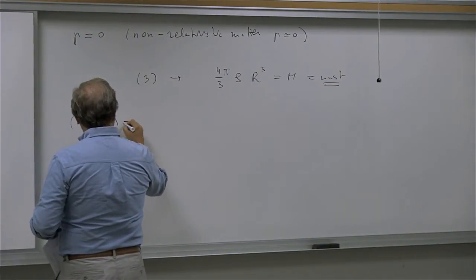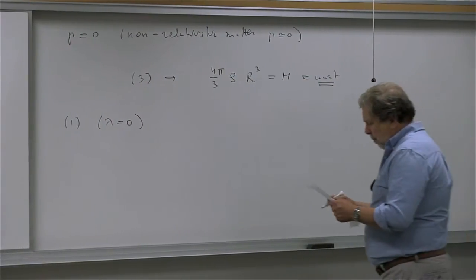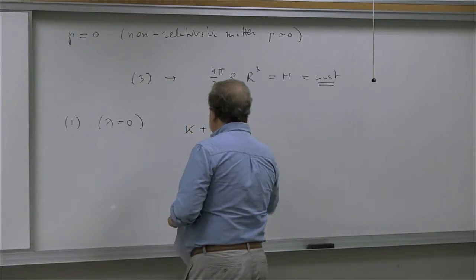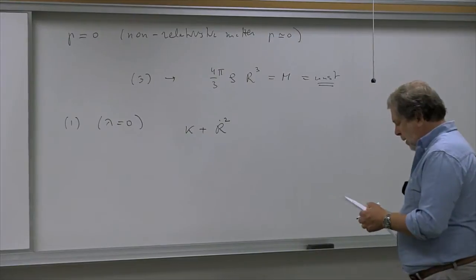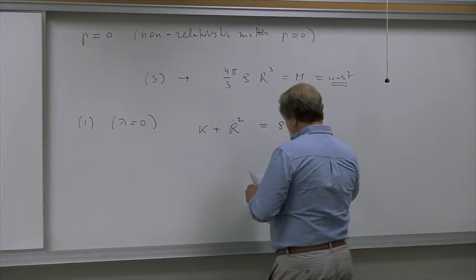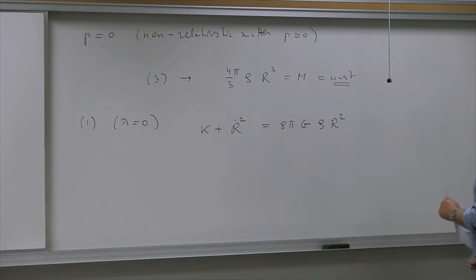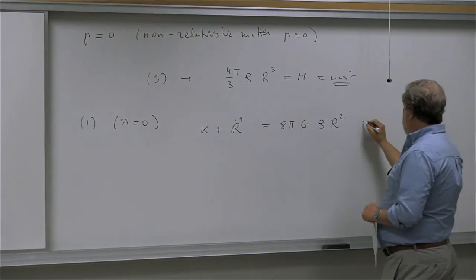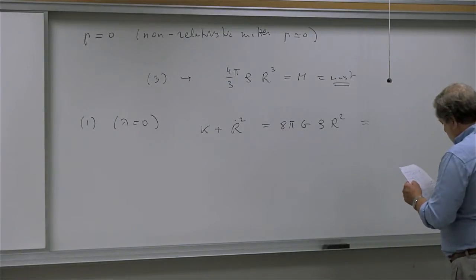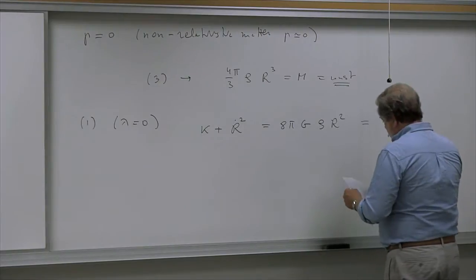Right? And set in equation number 1, let's take just lambda equal to 0 for simplicity. And so we get k plus r dot squared is equal to 8 pi G times rho times r squared, multiplying the equation out by r squared. And by virtue of the fact that the rho and r are related in this way, this is just 2MG divided by r.